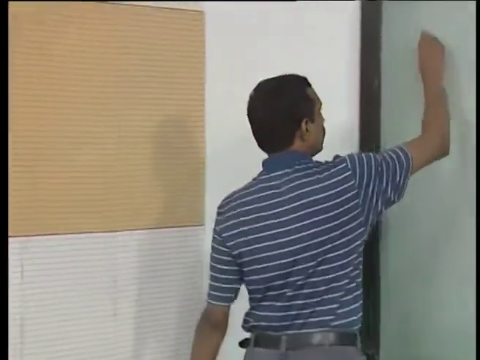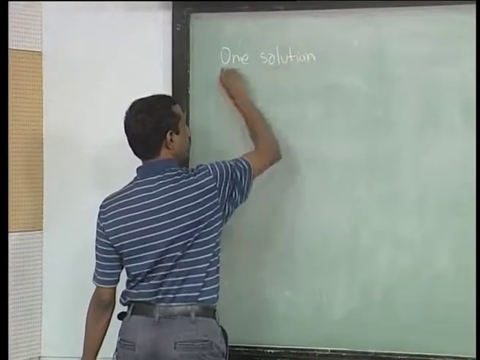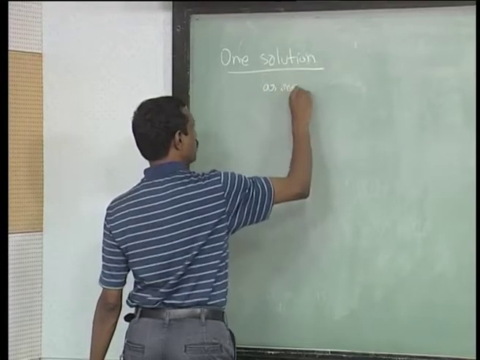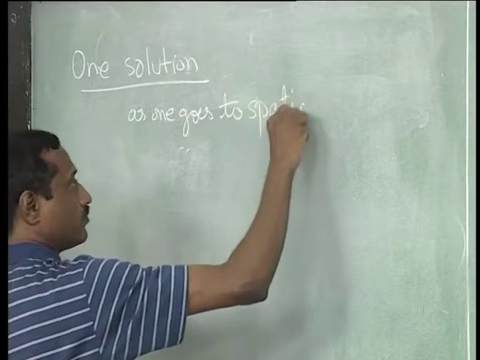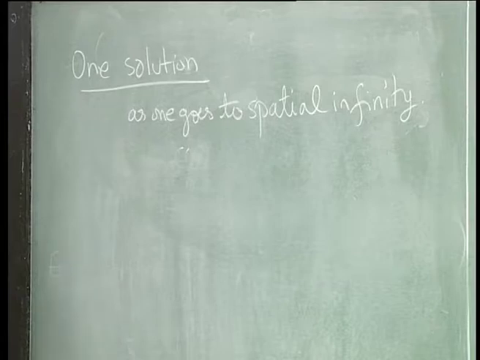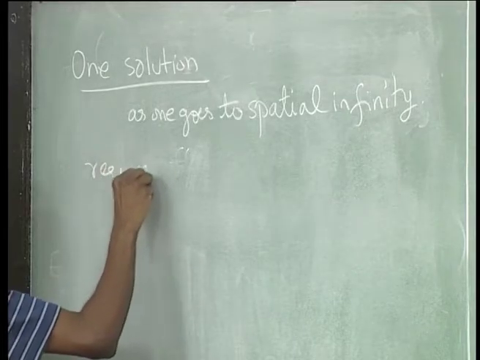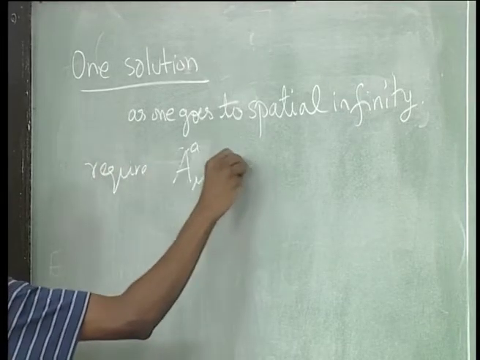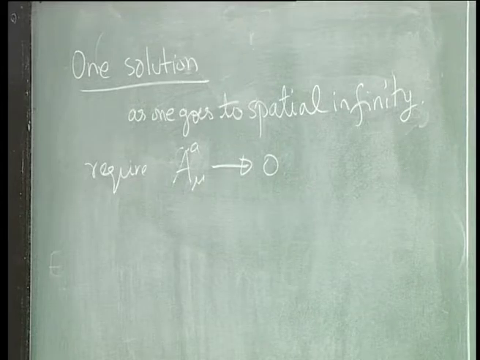Okay. So, one solution is to say that as one goes to spatial infinity, require A mu a to go to 0. But this is not a gauge invariant statement. So, can we replace it with something nicer?